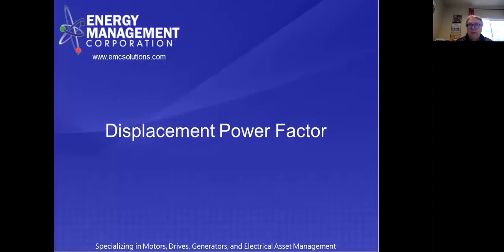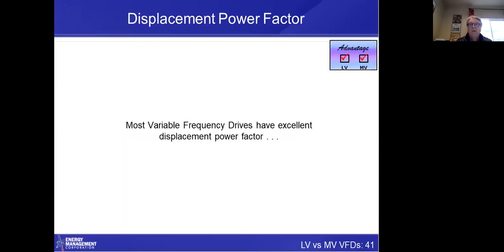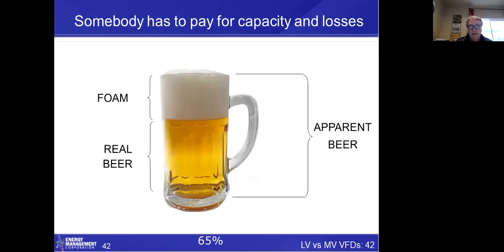All right, displacement power factor. Most variable frequency drives have excellent power factor, and I really think that medium voltage drives and low voltage drives both have excellent power factor. Low voltage drives are above 95% displacement power factor, all of them. Medium voltage drives, other than the current source drives, are pretty much all over 95%, and some are even better than that. So this is our analysis.